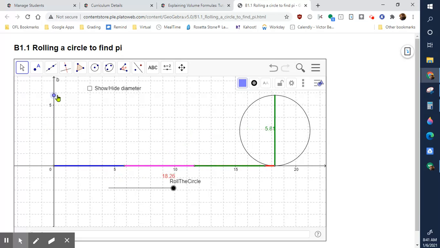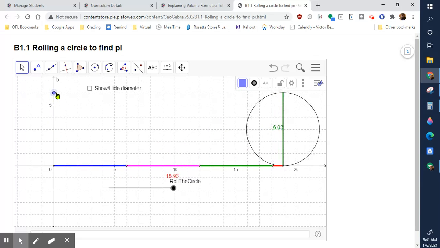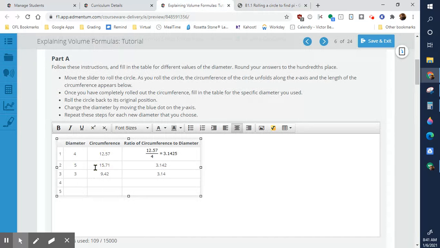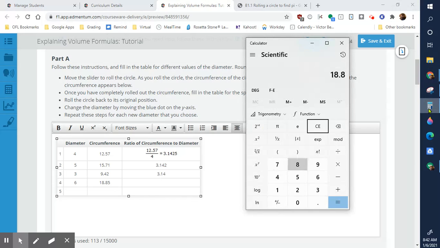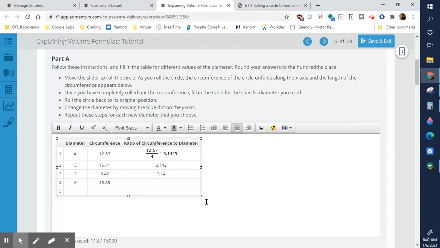Let's go bigger. Let's go to 6. I had it. There we go. Perfect. Got 6. It's 18.85. So 18.85. And that was at 6. So let's pull out the calculator. 18.85 divided by 6. We get 3.1417 basically. I'm just going to put 3.14.